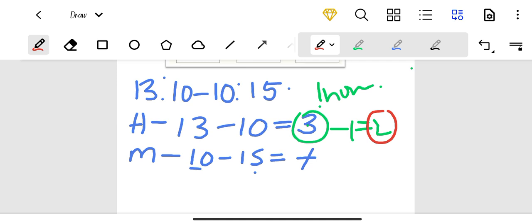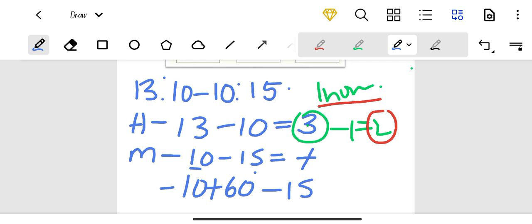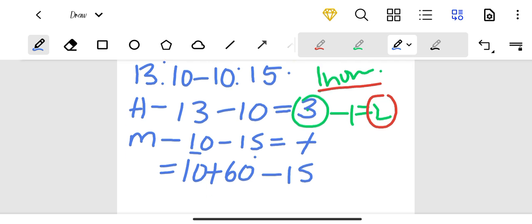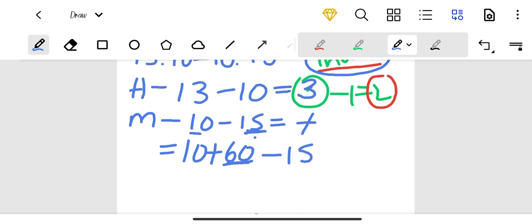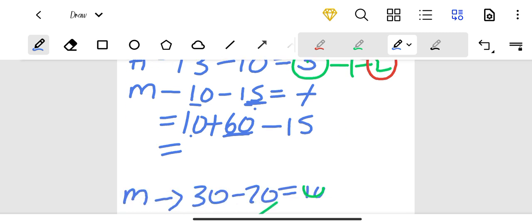The moment you remove an hour there, you're going to have 10 plus 60 minus 15. Why am I saying plus 60? Because an hour is made up of 60 minutes. So it's 10 plus that hour that we borrowed from the hours, and then we subtract the minutes on the other clock. So now we have 10 plus 60, it's 70. 70 minus 15 is going to be 55. So this is the new minute that we have.